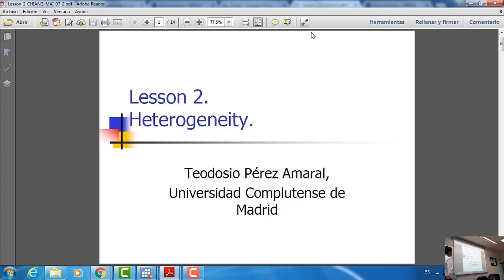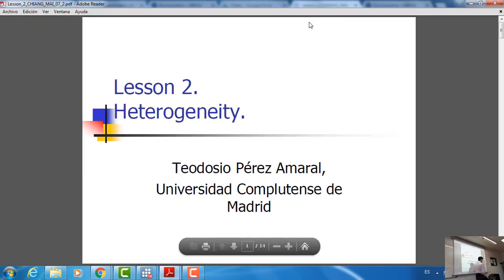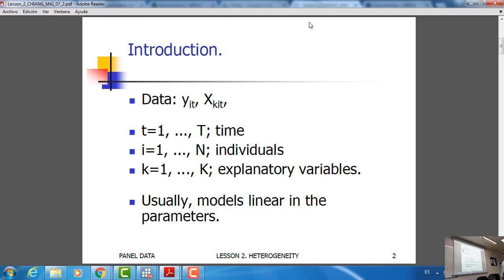So let's see now lesson 2. Lesson 2 is a very short lesson. It is a lesson about heterogeneity, but it is just to detect heterogeneity. How do you detect heterogeneity? How do you find out whether there is enough heterogeneity to take into account or not? This is an important lesson for two reasons. One, it is used all the time to assess which models you want to estimate. That's one, choice of models.